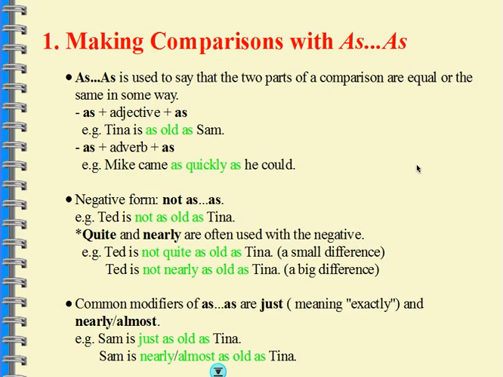Starting with subtitle 1, making comparisons with as. As is used to say that the two parts of a comparison are equal or the same in some way. So pay attention, the comparison is made between two parts. We can use adjectives or adverbs to make a comparison.